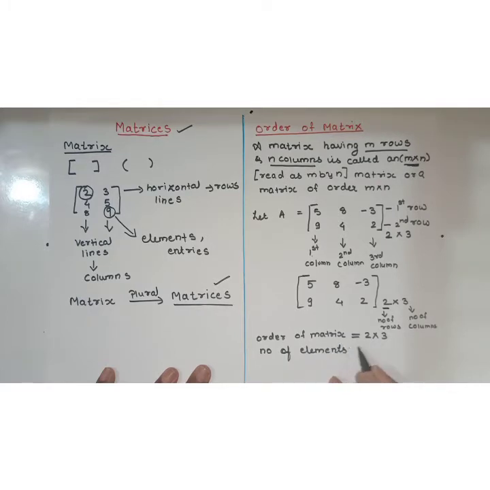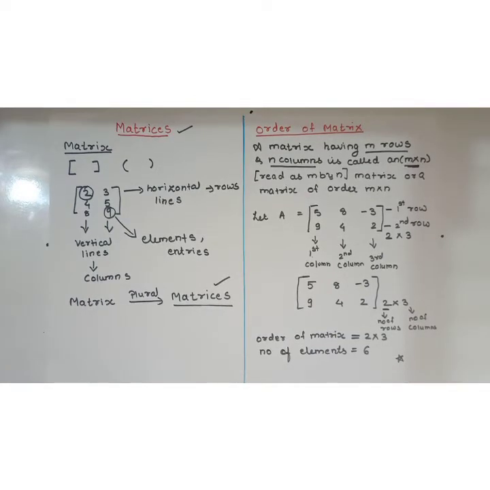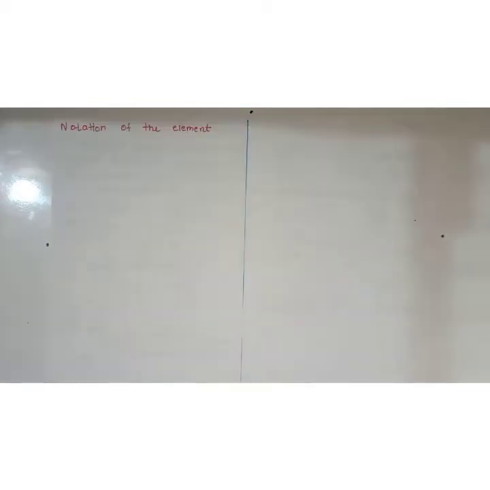If they are asking how many elements it has, we just multiply: 2 into 3. So we have 6 elements. This is a very important topic because sometimes in your questions they ask you the order of a matrix also.